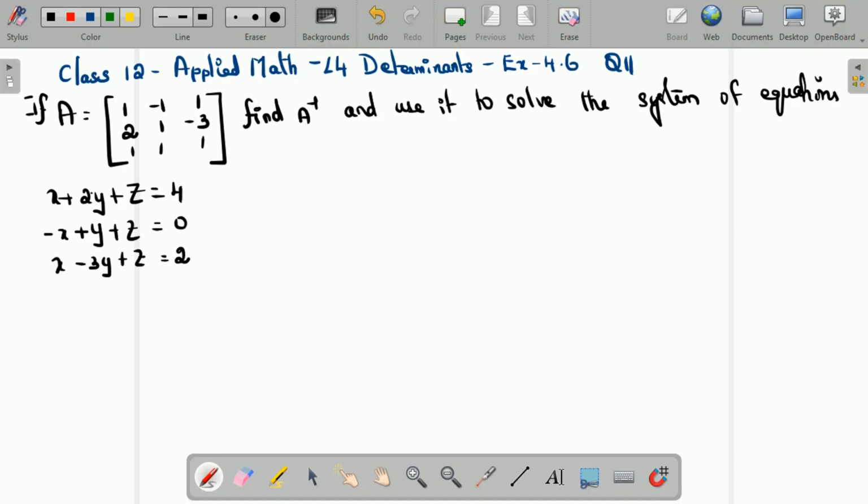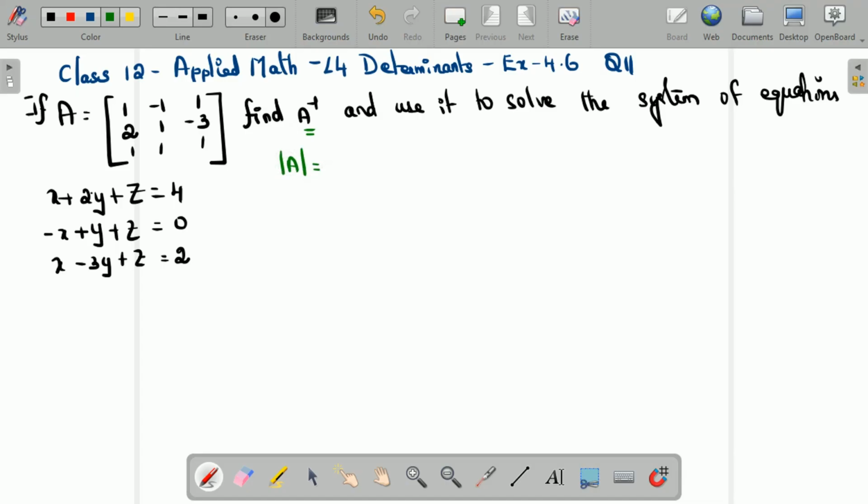In this video, let's find the solution to the 11th question in exercise 4.6. If a matrix A is given, find A inverse and use it to solve the system of equations. So in order to find A inverse, first let's compute the determinant of A.